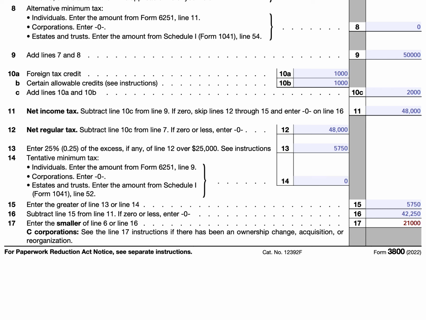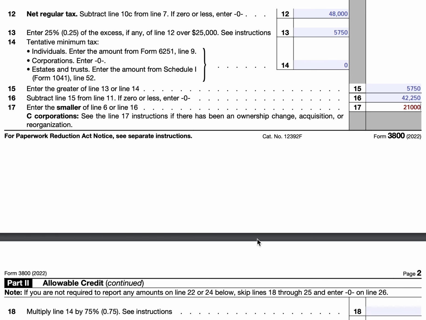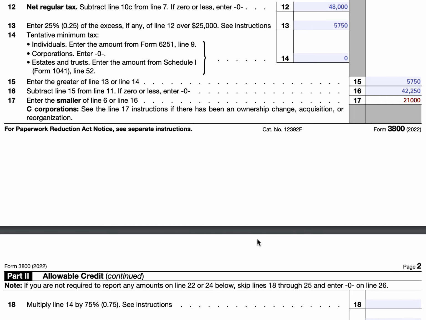Now for C corporations, there are specific instructions in the IRS instructions regarding ownership changes, acquisitions, or reorganizations. So if any of those are applicable to your situation, take a closer look at the form instructions. There's additional guidance on how to annotate credits based on certain parts of the tax code. We'll assume that that does not apply to us, and we'll move down accordingly.